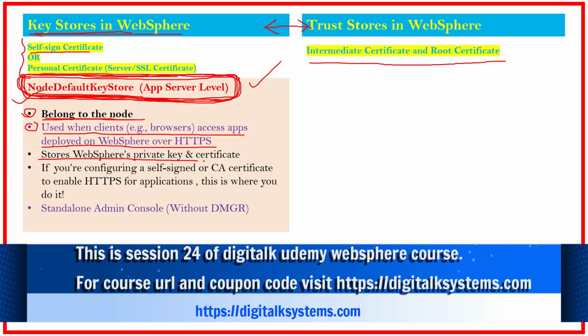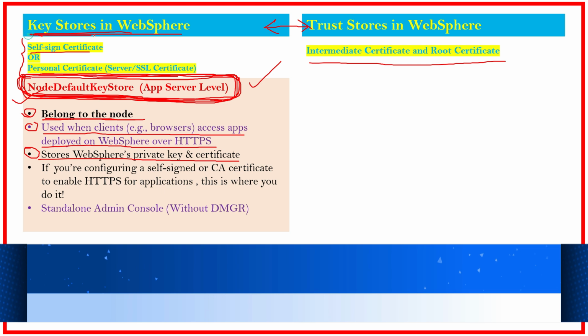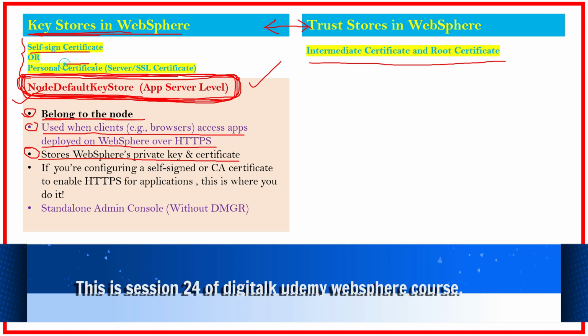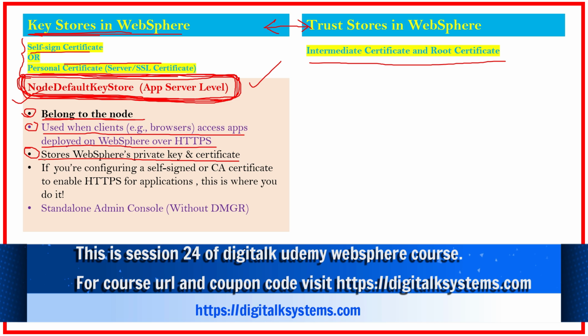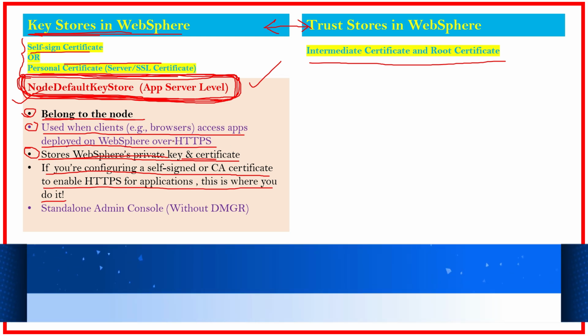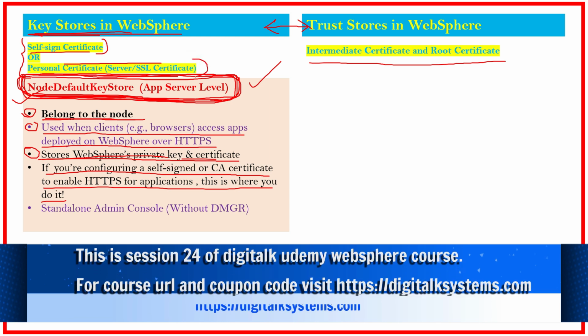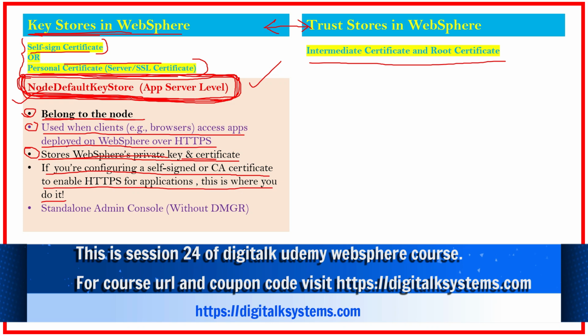Okay, and this contains your private keys and main personal certificate. So as I said, in this key store, identity store, we store the personal certificate along with the keys, right? So here we have the private keys and the certificate. If you are configuring a self-sign or CA certificate to enable HTTPS for application, this is where you do it. So that means when you are going for the configuration of the HTTPS for your deployed application, and whether you have a self-sign certificate or a CA certificate, personal certificate, we always do it at the node default key store.